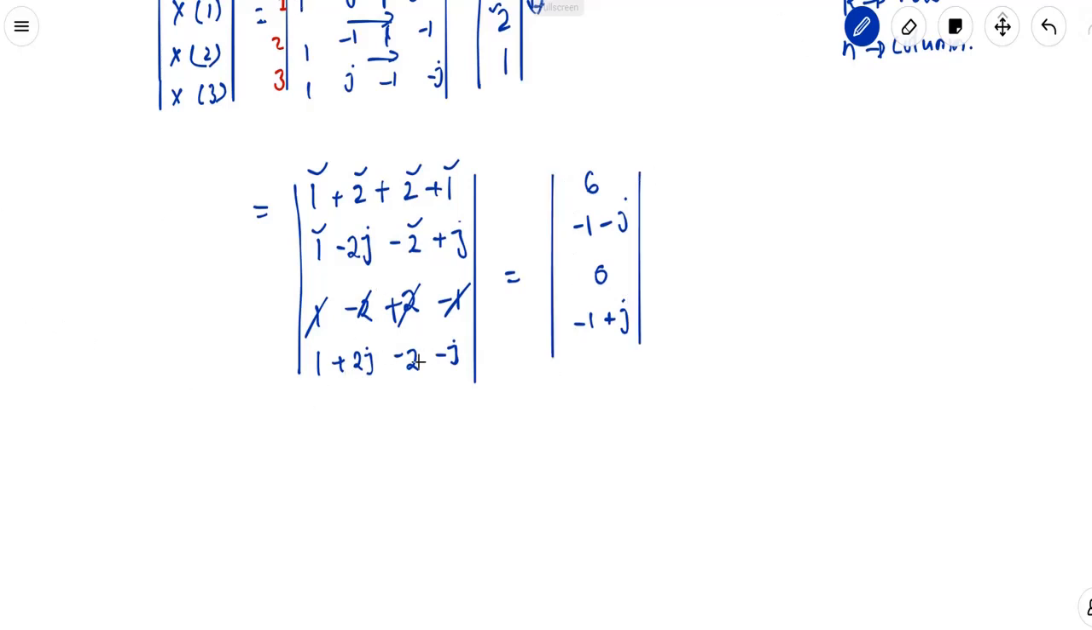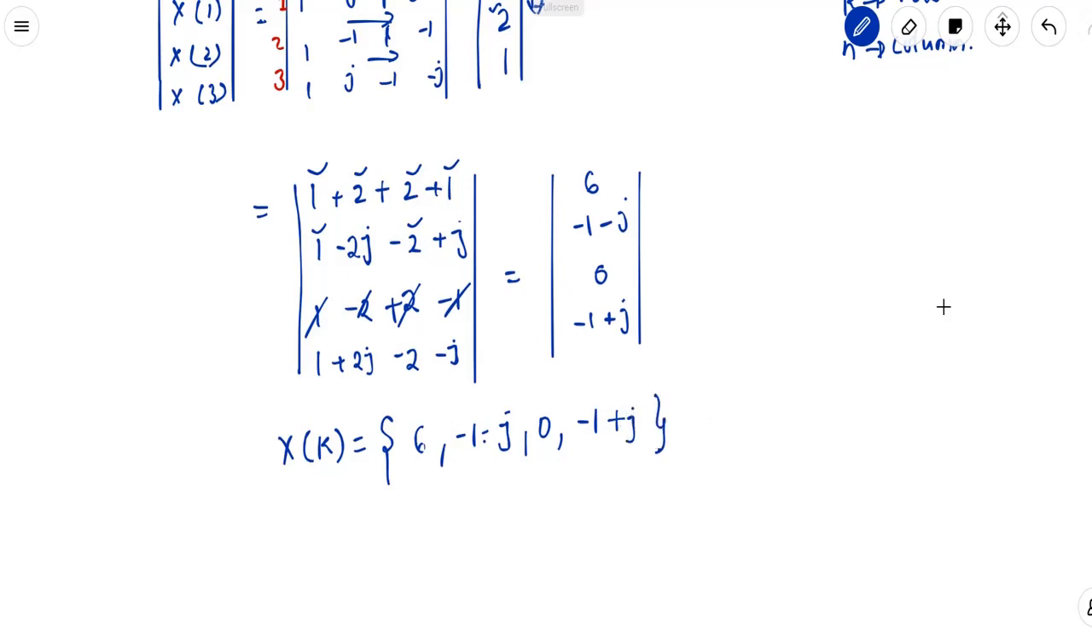We'll rewrite these values. So x of k is equal to what we have got: 6, minus 1 minus j, 0, and minus 1 plus j.